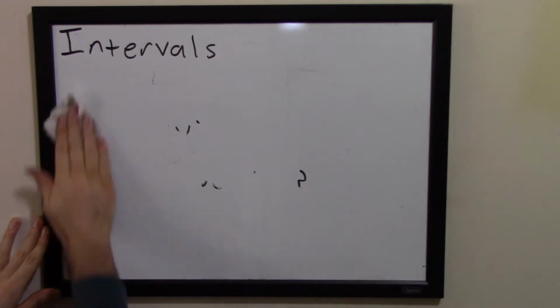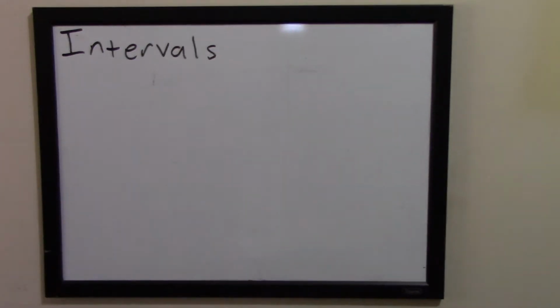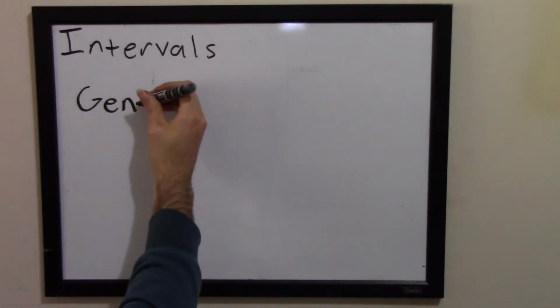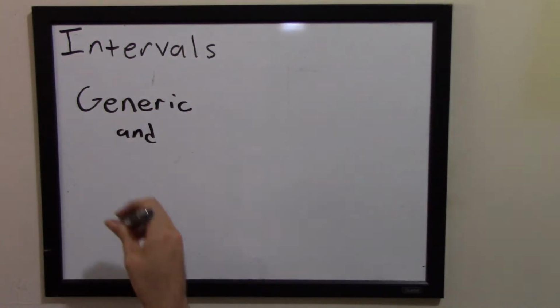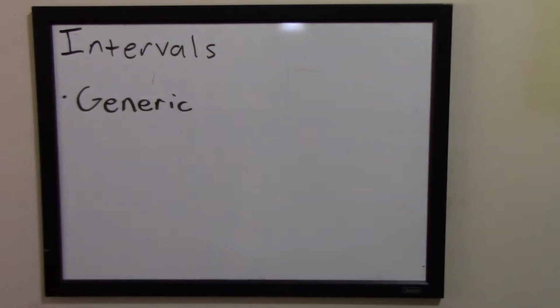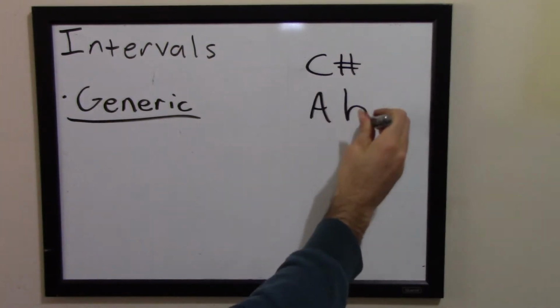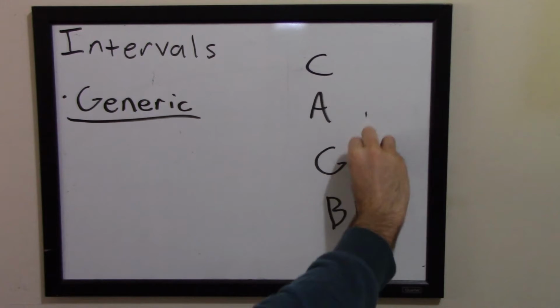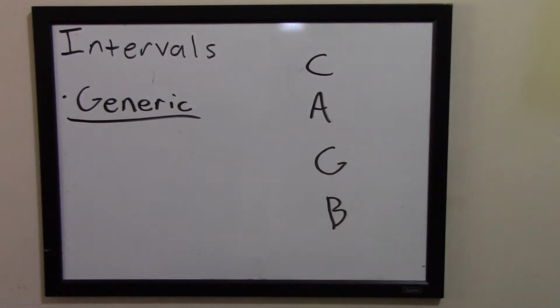The first thing that you probably need to know about intervals is that you can think about them in two separate ways. You can think about generic and specific intervals. We'll start with generic intervals. A generic interval is really simple. You're going to ignore the flat signs, the sharp signs, what we call the accidentals, and you're just going to look at the letters, and you're going to count the distance between two letters.